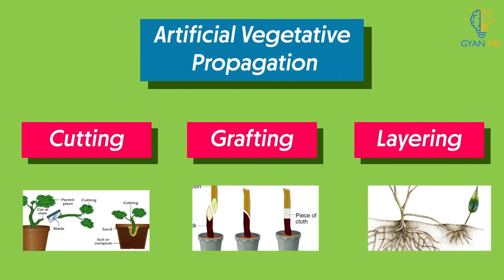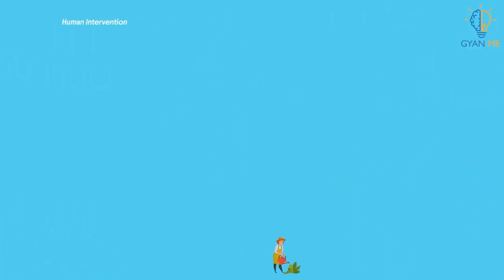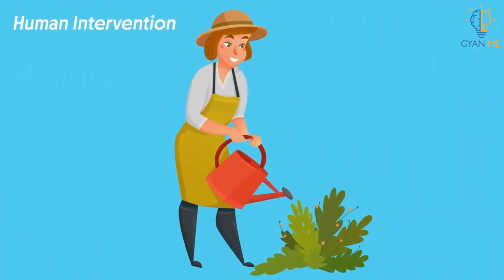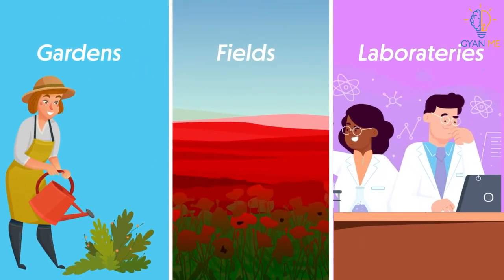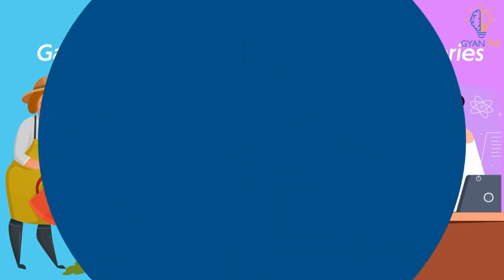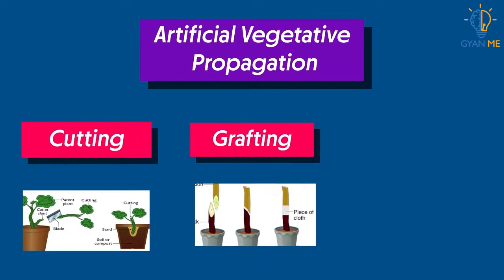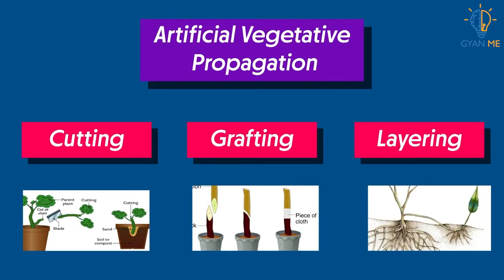Now, as you know students, in artificial vegetative propagation, reproduction is carried out by human intervention. It is usually done either in gardens or fields or laboratories for commercial benefits. The most common types are cutting, grafting, layering and tissue culture etc. Let's see about cutting first.